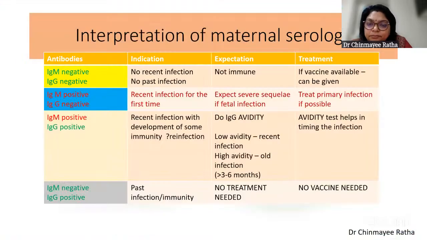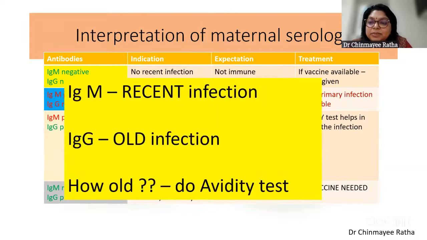So again, you have this maternal serology, which I cannot overemphasize, and one needs to understand this because it is very sad. We have seen patients being terminated because of the wrong interpretation of these serology reports, and it is important that we understand this correctly. I've already explained this in the past. I'm flashing it again just for you to understand that. So IgM is recent infection, IgG is old infection, and how old, the avidity test will tell you.